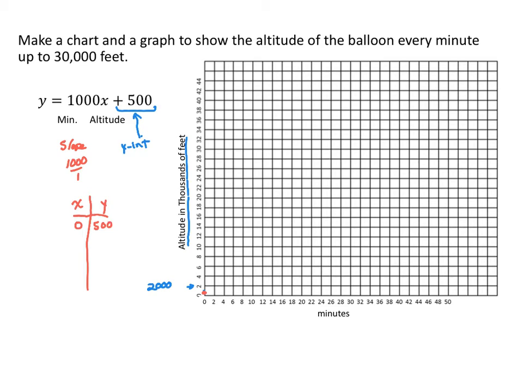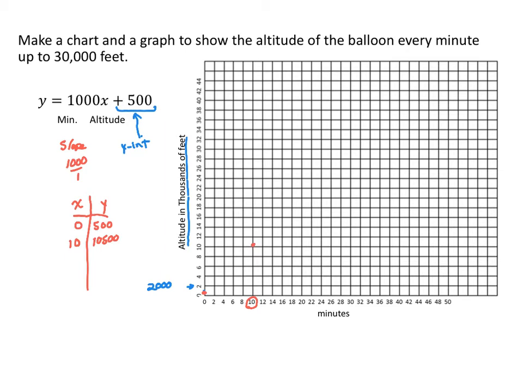Let's pick some other x value that we can use and do the math to find out what the y value is. Let's pick 10 for the x. So if x is 10, let's take 1,000 times 10, that would be 10,000, plus 500, and that would be 10,500. So 10,500 is going to be a little above 10,000, about 1/4 of the way between 10,000 and 12,000.